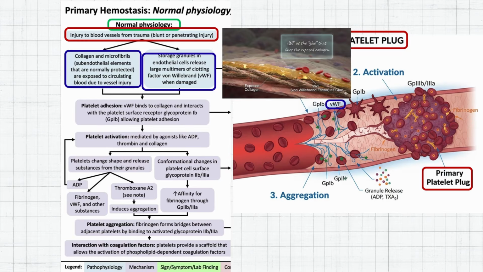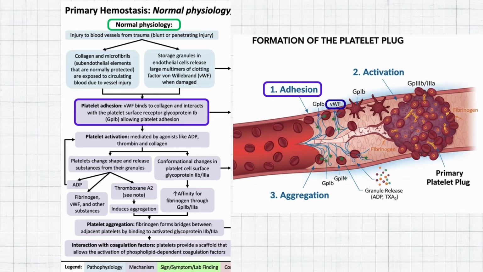This leads us to step 1, adhesion. The von Willebrand factor binds to the collagen. But for the platelet to stick to the von Willebrand factor, it needs a specific receptor. This is high yield. The platelet uses glycoprotein 1b to bind to VWF. Glycoprotein 1b stands for initial binding.